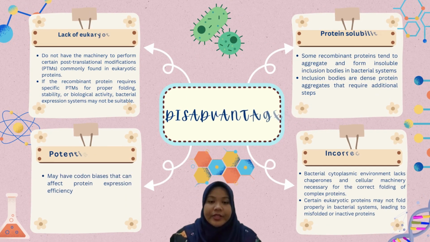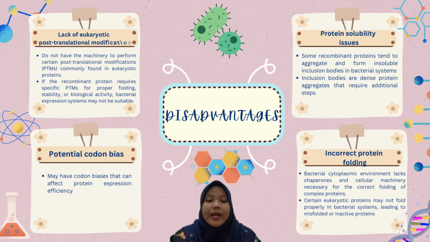The first disadvantage of the bacterial expression system is lack of eukaryotic post-translational modifications. Bacteria such as E. coli do not have the machinery to perform certain post-translational modifications commonly found in eukaryotic proteins. These include glycosylation, phosphorylation, acetylation, and complex disulfide bond formation. If the recombinant protein requires specific post-translational modifications for proper folding, stability, or biological activity, a bacterial expression system may not be suitable.